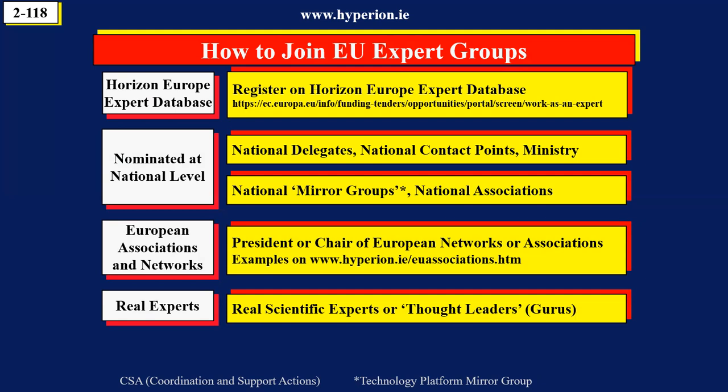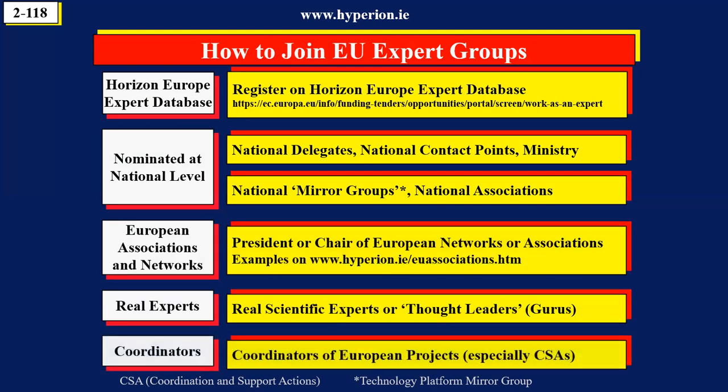And one that's not very obvious is being a coordinator of a project, especially a coordinator of a CSA, coordination and support action. So this is where a lot of groups are brought together to advise the Commission on future directions in an area of research. So you can see why people like to be coordinators of CSA. It's trying to get the opinions of a lot of scientists to the Commission's table.